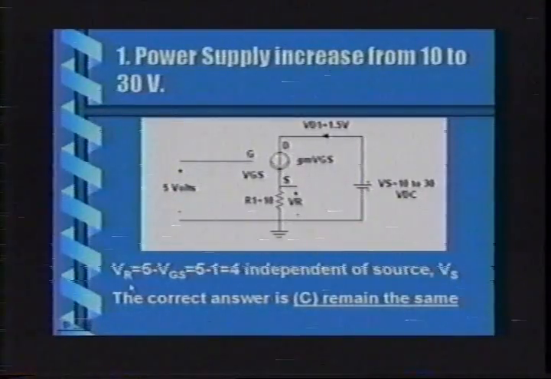We're told that VGS is 1 volt, so all we have to do is sum voltages around this input loop. We find V sub R, the voltage across the resistor, is simply 5 minus the gate to source voltage for the FET, which is given as 1. So we get 4 volts across the resistor, and this is independent of the value of this variable supply. So the correct answer to this question is C, that the voltage across the resistor remains the same.